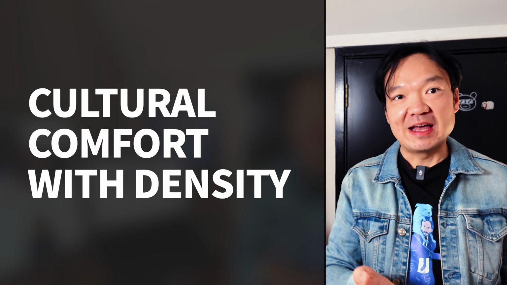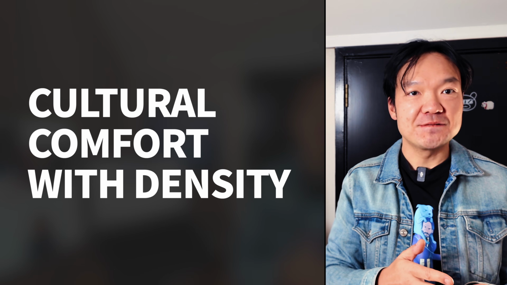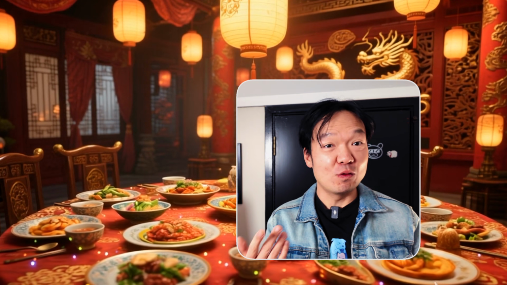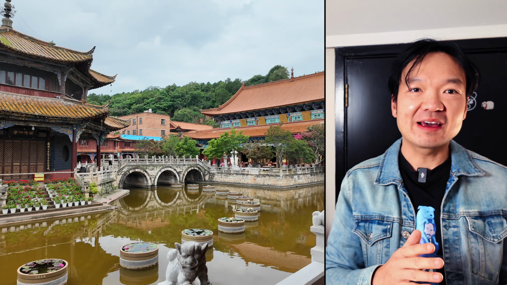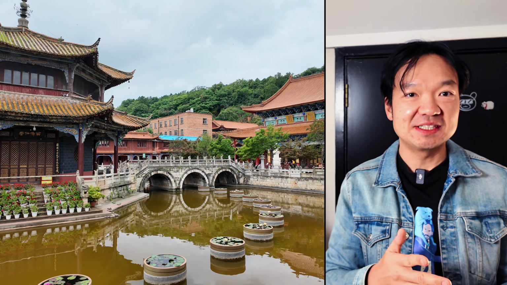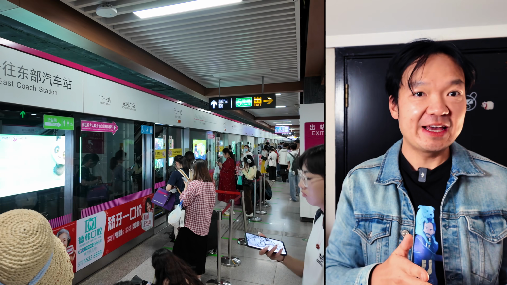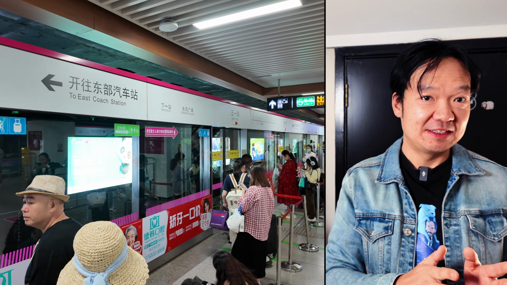The third reason, and my personal lens, is cultural comfort with density. I grew up in an environment where more choices often feel like more care. Think of a Chinese banquet or a Korean buffet. 20 dishes on a table isn't overwhelming. It's a sign of hospitality and abundance. In many high-context cultures across China and Southeast Asia, the information-rich layout signals usefulness, not clutter. This is a very different perspective from the Western idea of minimalism.